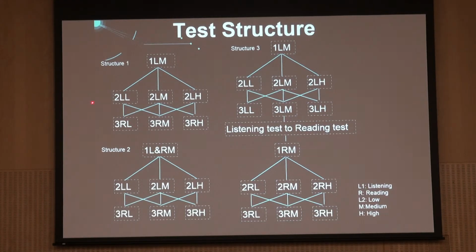And the difference between structure 1 and structure 2 is that in the first stage, the examinees in structure 1 only have to finish the listening test, but in structure 2, the examinees have to finish both the listening and the reading test. And structure 3 separates the listening and reading tests into 2 separate single tests, and all the examinees have to finish the listening test and then change to the reading part. So that's the introduction of the 3 structures we plan to use in our test.